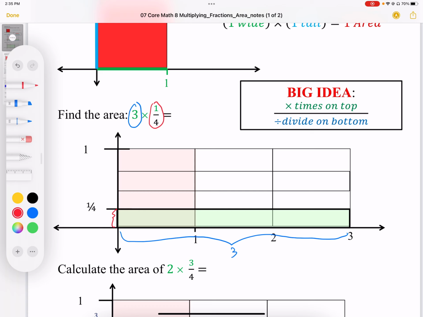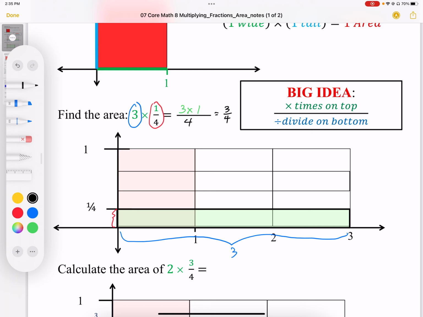When we do this, we're going to use our times on top and divide on bottom. And so on top, we end up with 3 as a multiplier. So that goes on top. 3 times 1 on top, 4 on bottom. And the answer should be an area of 3 1/4 pieces.